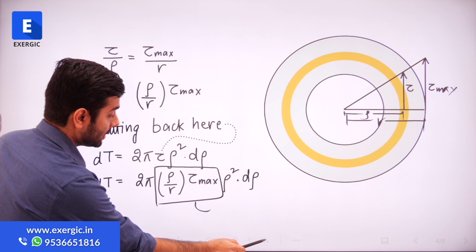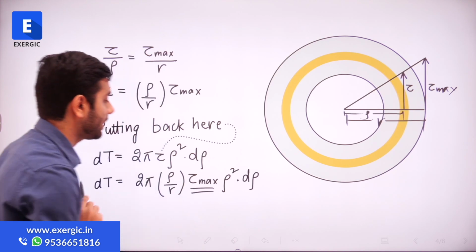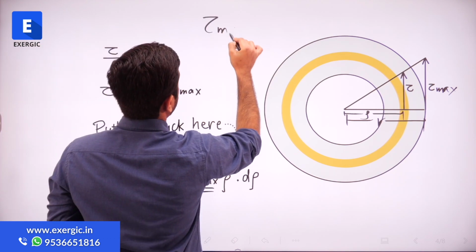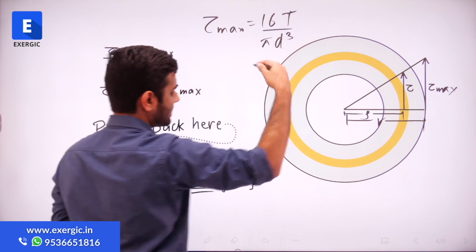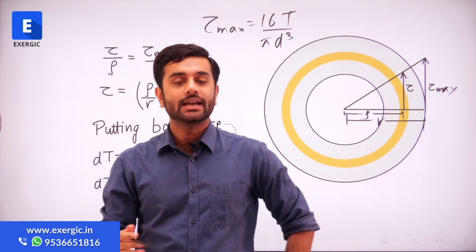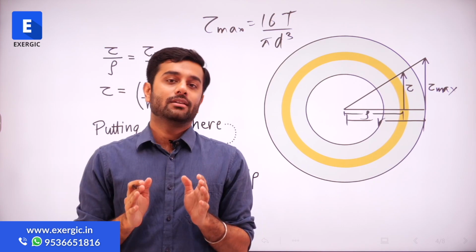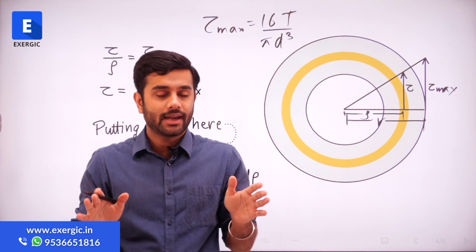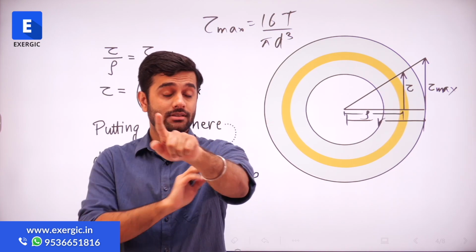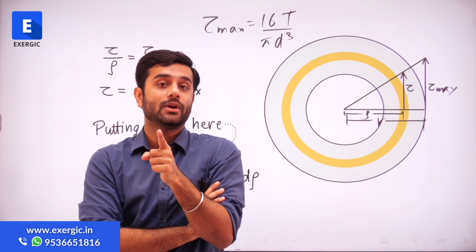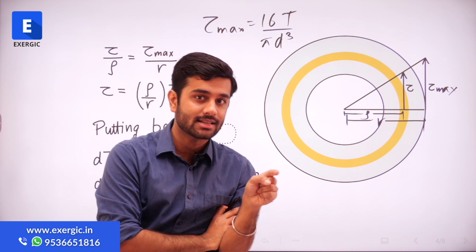Okay, it is not over yet. This is again not the final expression. In place of tau max, what can I write? I already know that tau max is equal to 16T by pi d cube, right? Generally, the questions that we get, I am telling you, not always, the data given is of diameter, not of radius. The value asked is of diameter, not of radius. You have to carefully read the question. What has the question given you, diameter or radius?